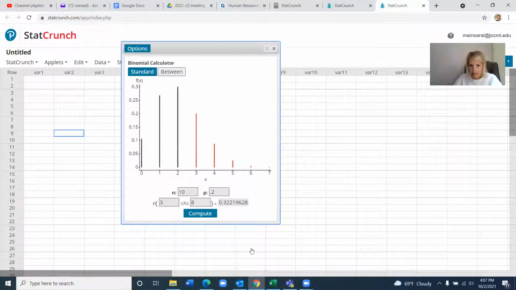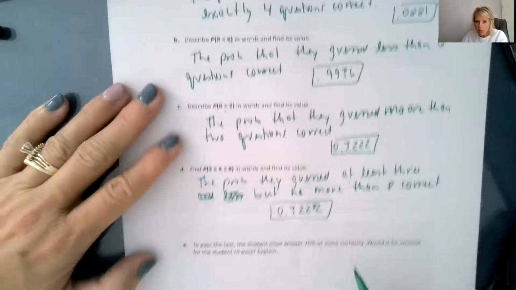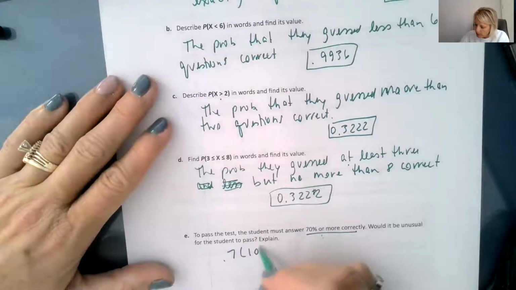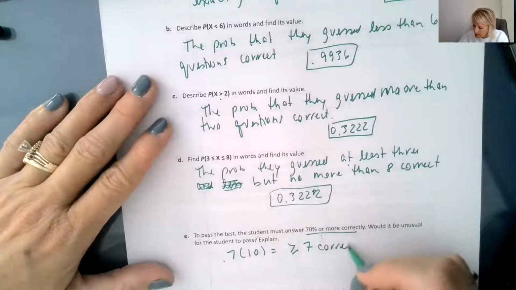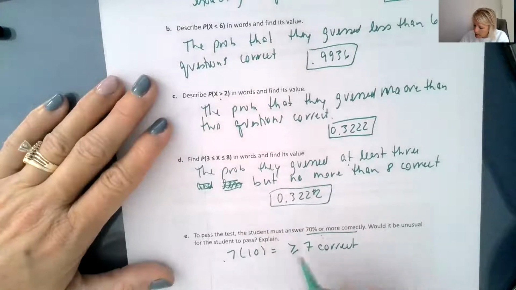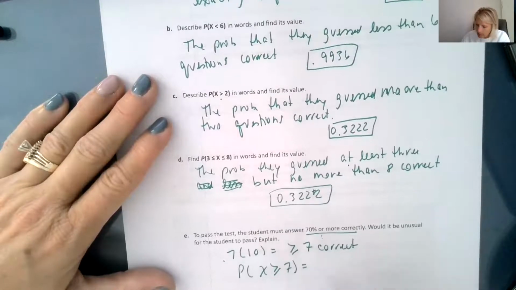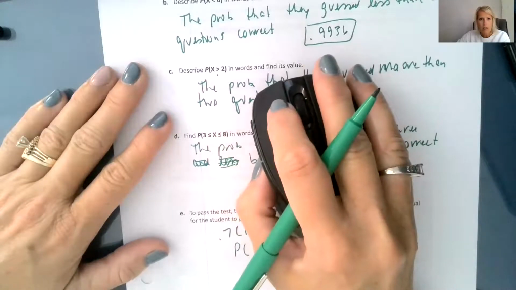Okay. So let's look at E. E says, to pass the test, the student must answer 70% or more correctly. 70% or more of the 10 questions means that they need at least 7 correct. Would it be unusual for the student to pass? So the probability that X is greater than or equal to 7, that's what we need to find. And then we have to answer that, would it be an unusual thing?